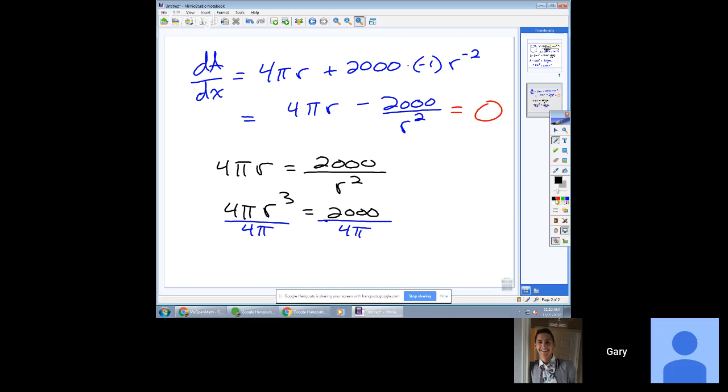Taking the cube root, I get r is equal to the cube root. And that simplifies a little bit: 2,000 divided by 4 gives me 500, so 500 over pi. And let's see what that is approximately. Anybody get that on their calculator? Cube root of 500 over pi.